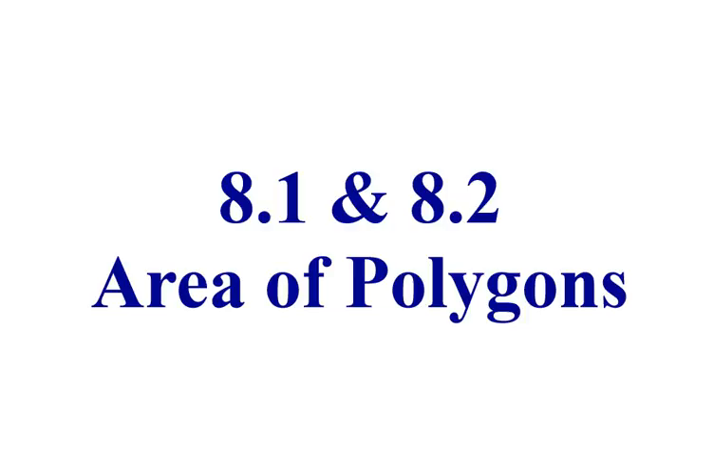Today we are starting Unit 7, which is Chapter 8 in the book. And as you can see here, we're starting with sections 8.1 and 8.2. So we're talking about Area of Polygons.